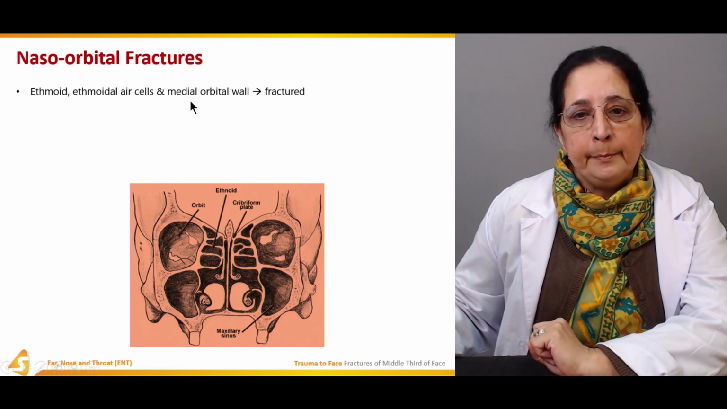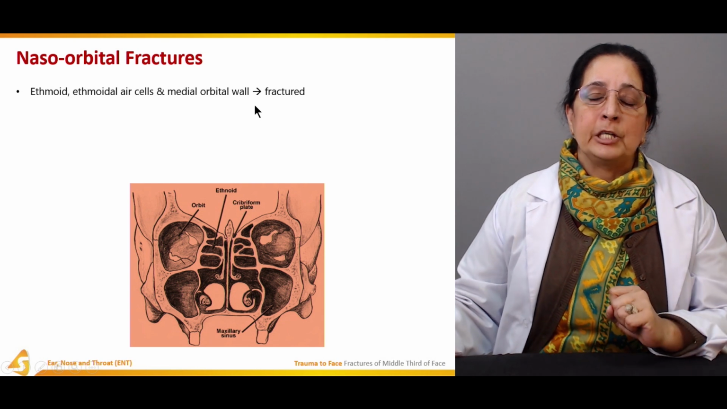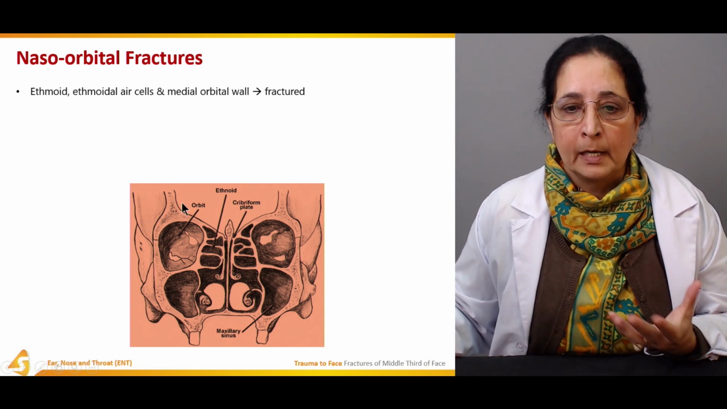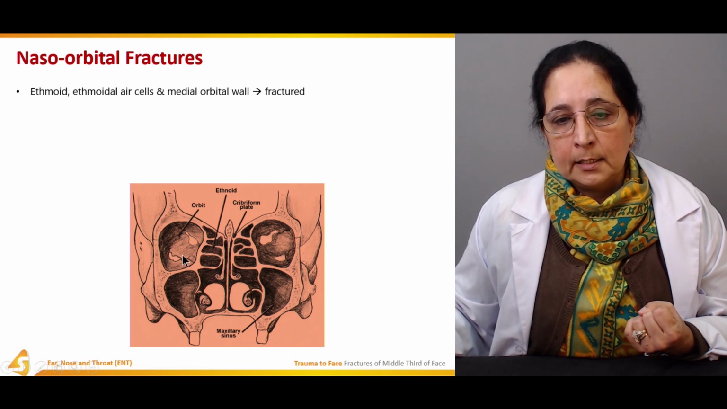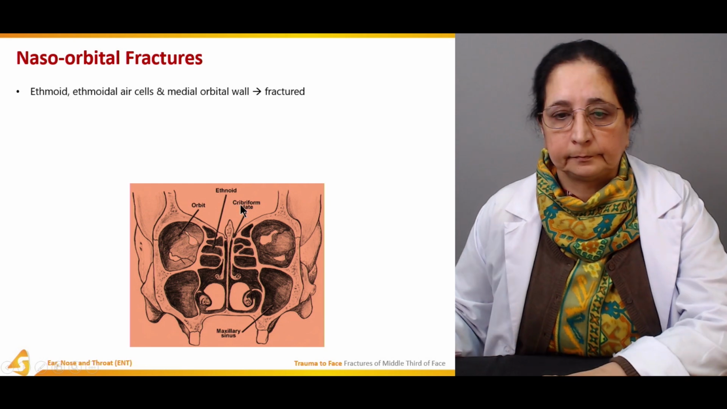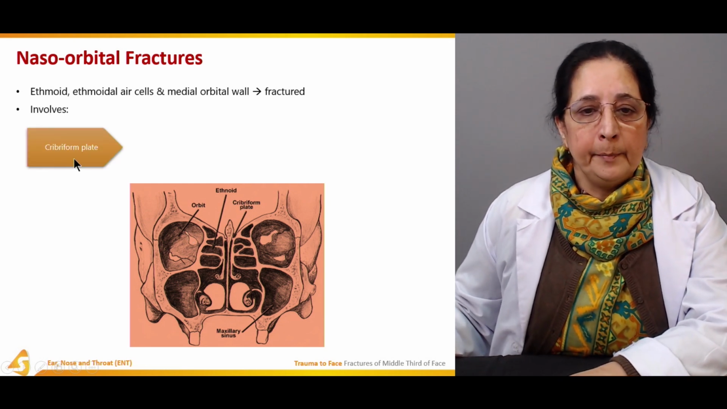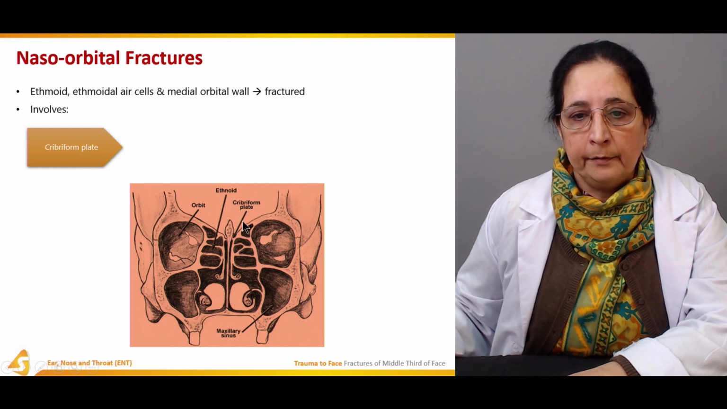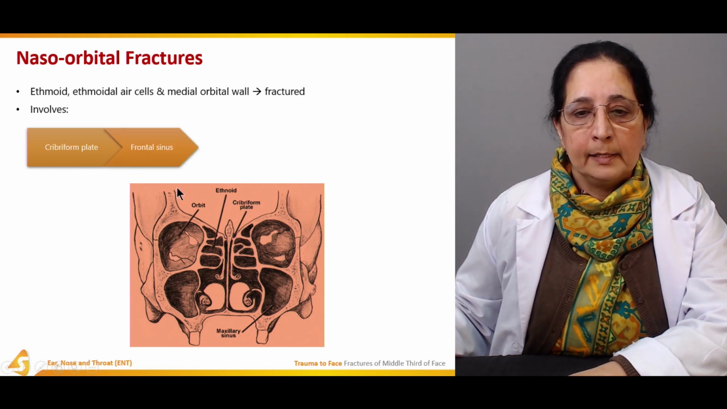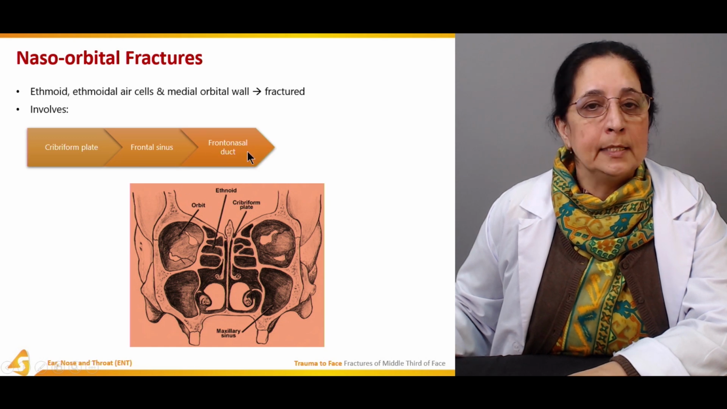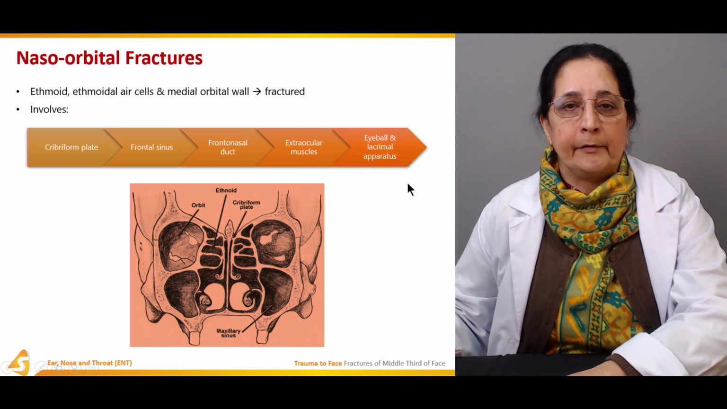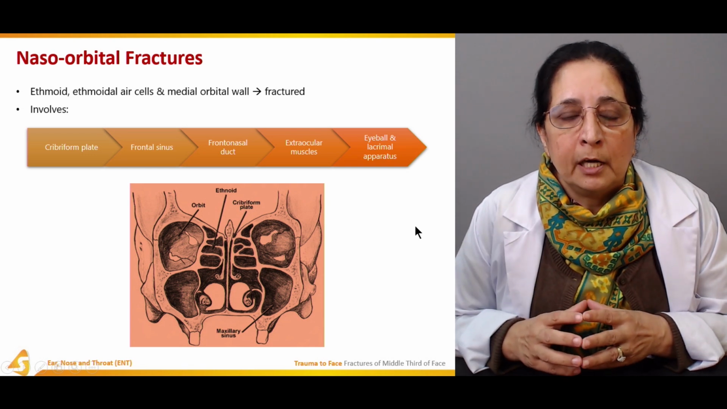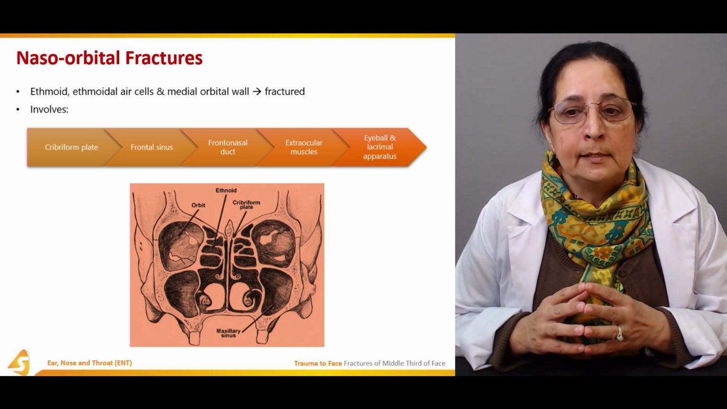ethmoidal air cells and the medial orbital wall are fractured in the naso-orbital region. Here these are the ethmoid bone, and if you see, this is the orbit, they are very close, and this is the naso-orbital region. It involves the cribriform plate. This is the cribriform plate. Frontal sinus, frontonasal duct, extraocular muscle, eyeball and lacrimal apparatus. So all these structures are involved in naso-orbital fractures.